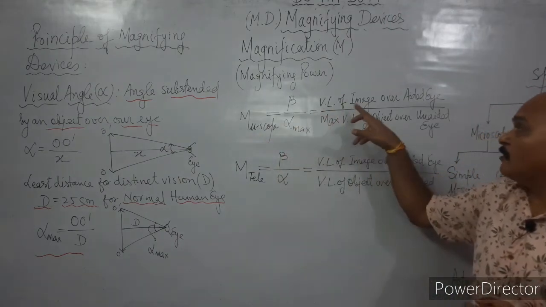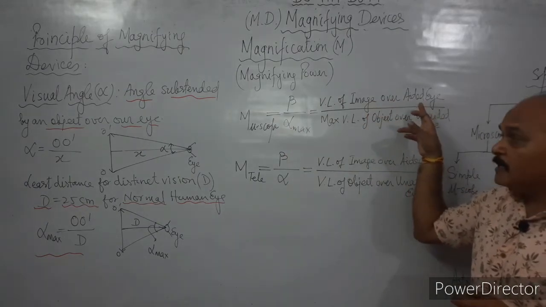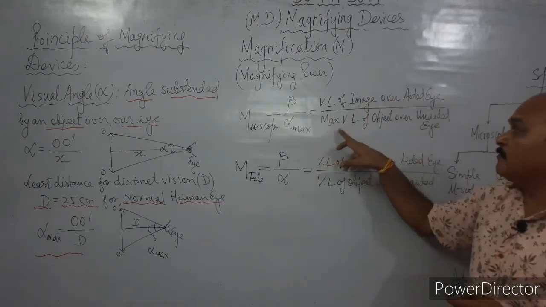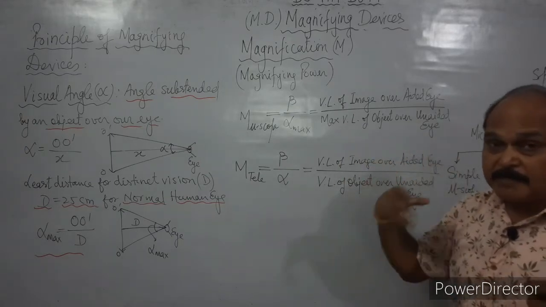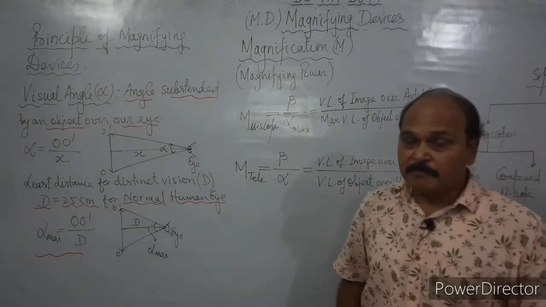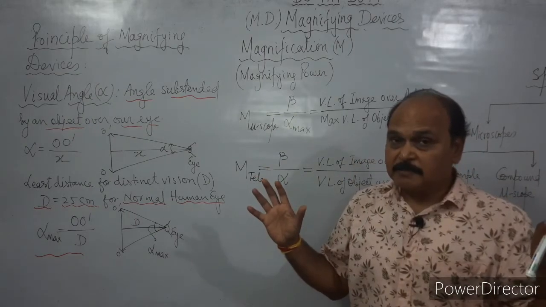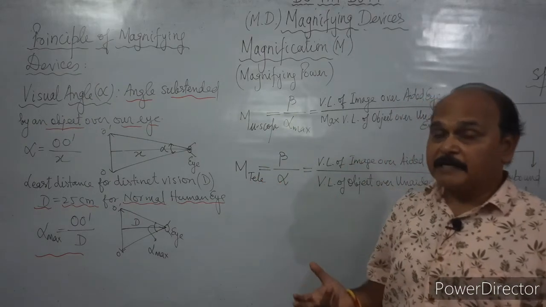So beta is to alpha maximum is what is magnification for microscope. This beta is visual angle of image over our aided eye, and this is maximum visual angle of object over unaided eye, naked eye. When we try to look at the object directly without the aid of any device, our eyes are said to be unaided.